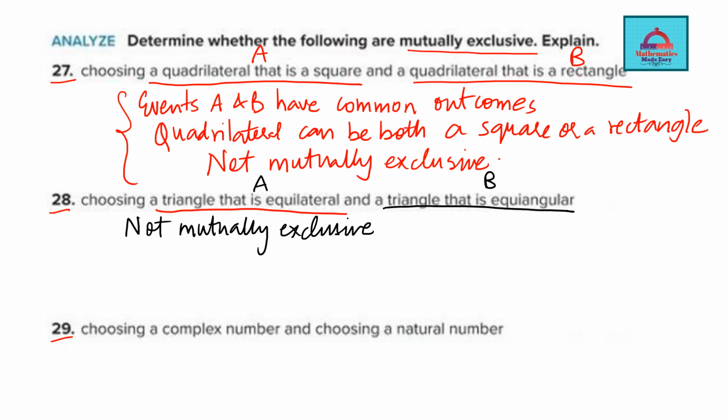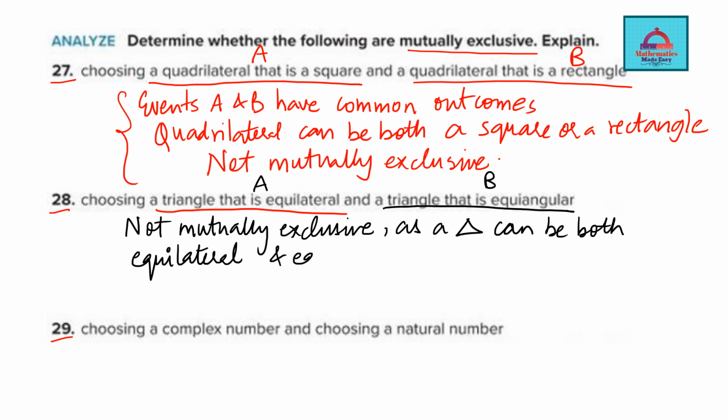And what is the reason? A triangle, this is the way I denote a triangle, can be both equilateral and it can be equiangular also. So just remember, equilateral means all sides are equal and equiangular means all angles are equal. So remember, if a triangle is equilateral, all the sides are equal, so all its angles are also equal, because each angle will be 60 degrees. So definitely this is not mutually exclusive.